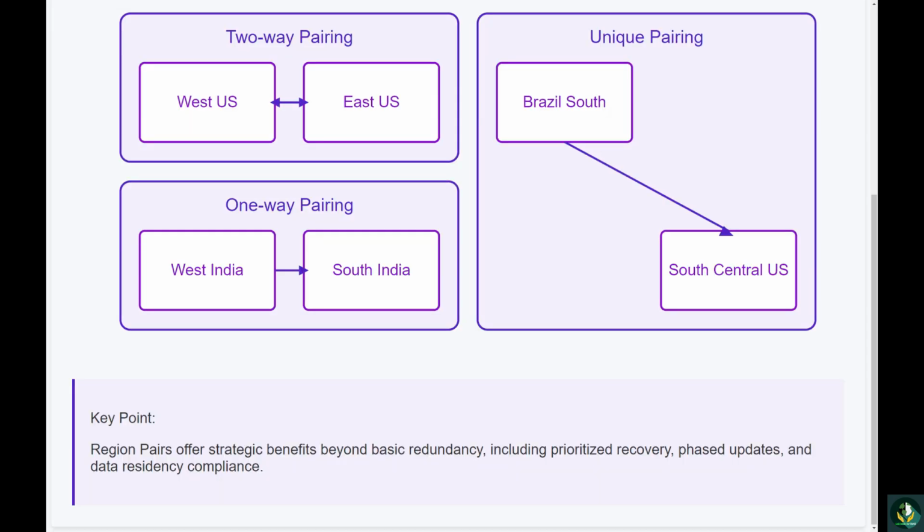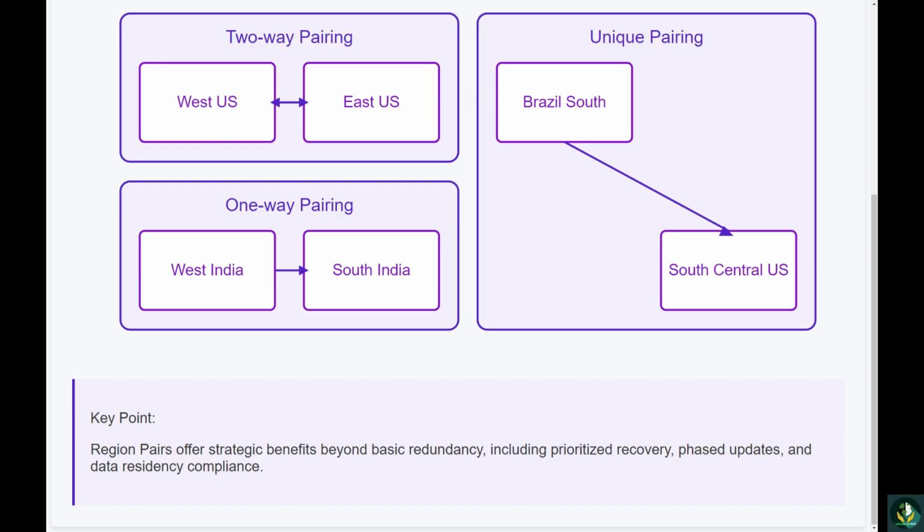Unique pairing scenarios. While most regions are paired in two directions, providing mutual backup, some regions have special arrangements. One-direction pairing. Regions like West India and Brazil South are paired in only one direction. For instance, West India's secondary region is South India, but South India's secondary region is Central India, not West India.